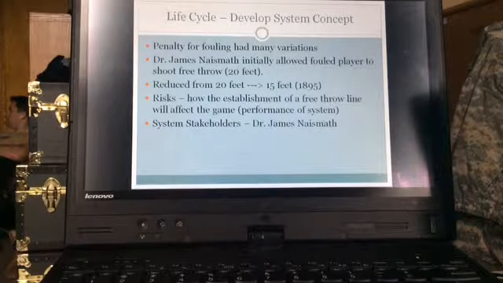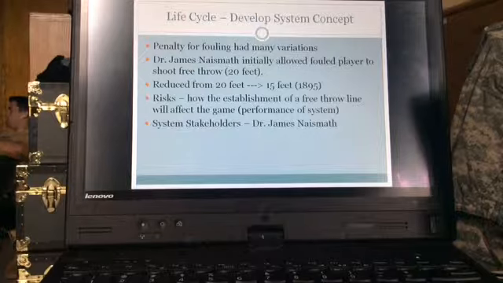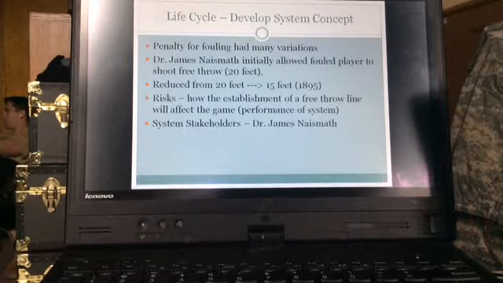The risk with this step in the life cycle is how the establishment of our free throw line will affect the game, which has to do with the performance of the free throw system. So, as Dr. James Naismith efficiently did, he reduced the free throw line from 20 feet to 15 feet. And he is also the only system stakeholder in this life cycle.